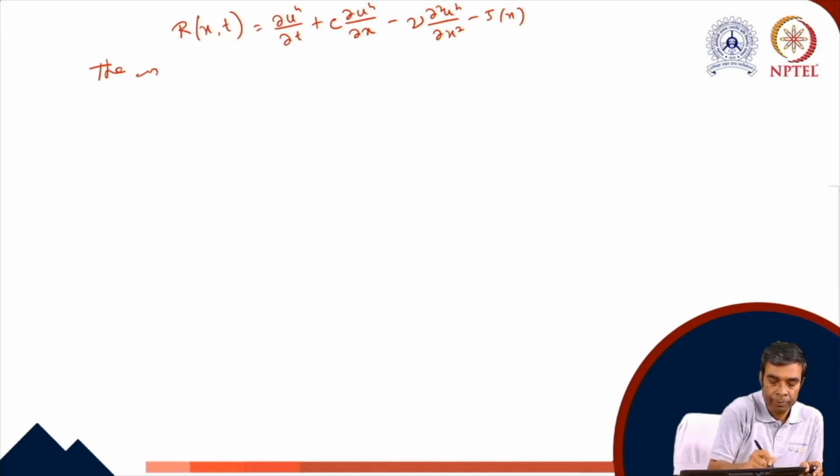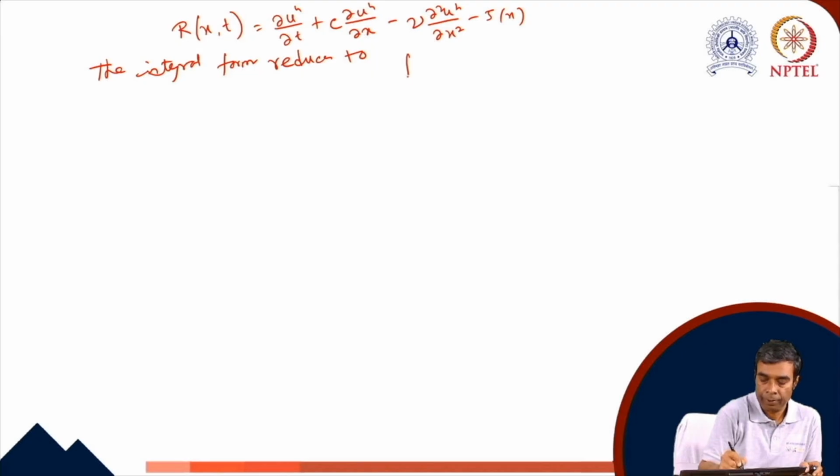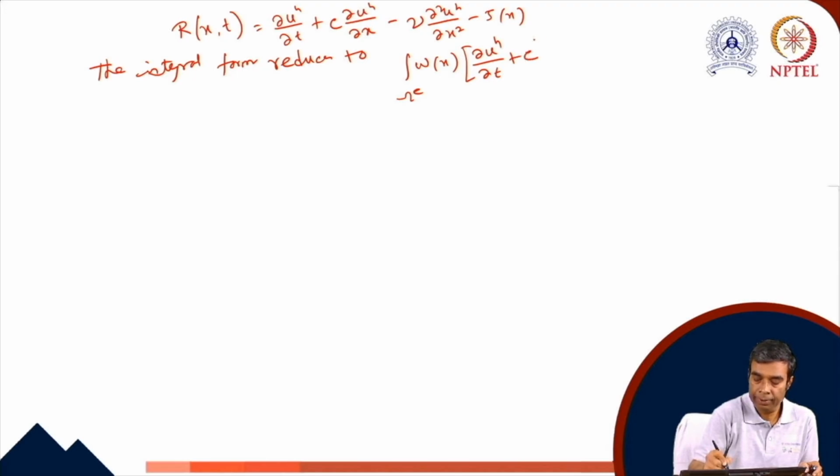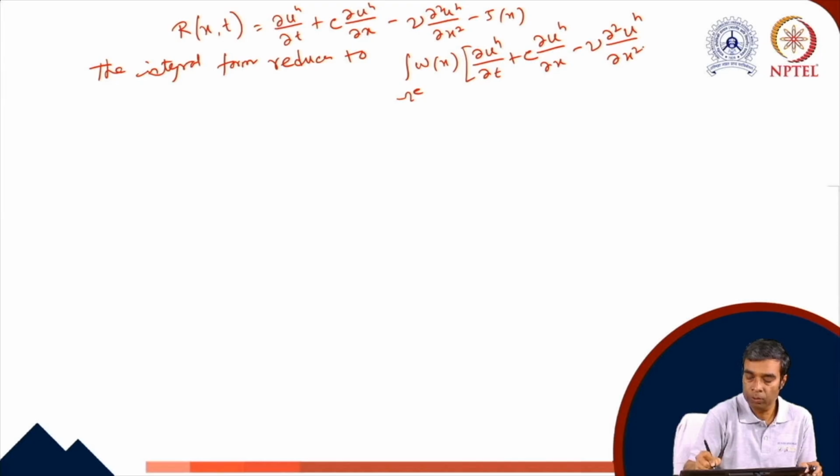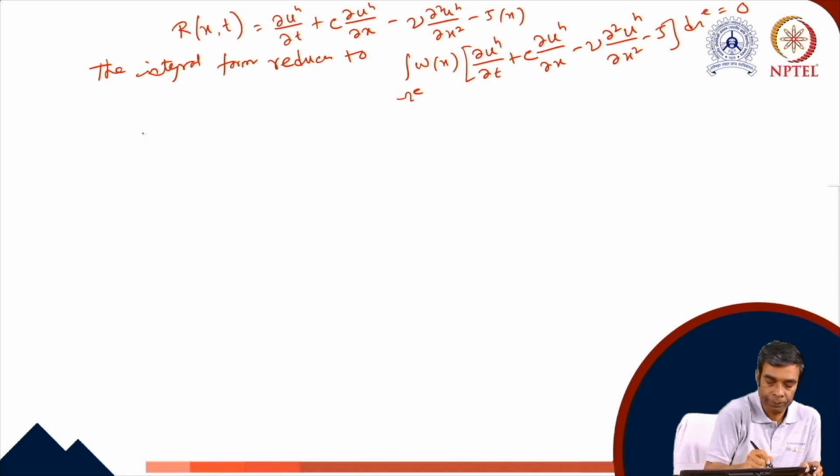The integral form reduces to integration over omega E W of x into del U h del t plus c del U h del x minus nu del 2 U h del x2 minus S d omega E equals 0. In one dimension, d omega E is dx.